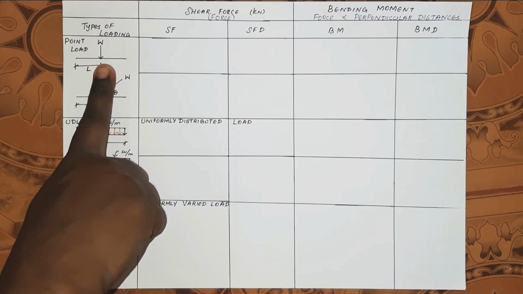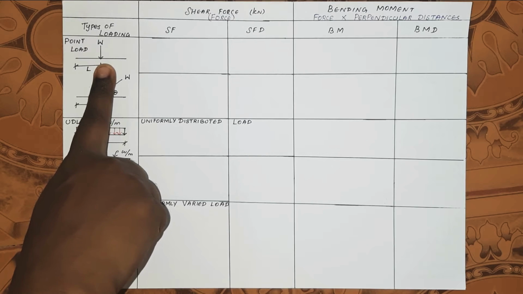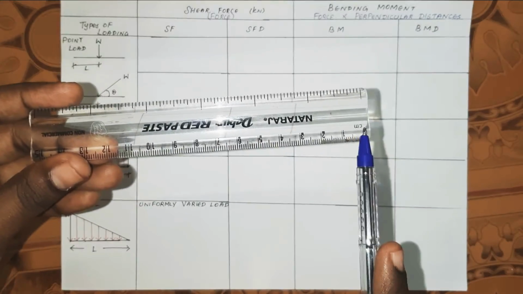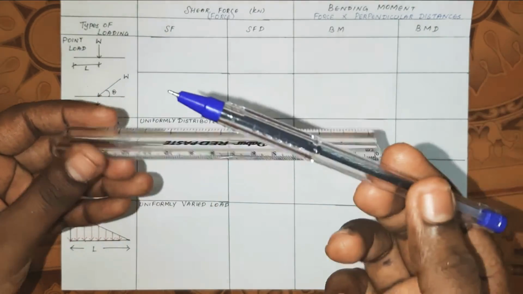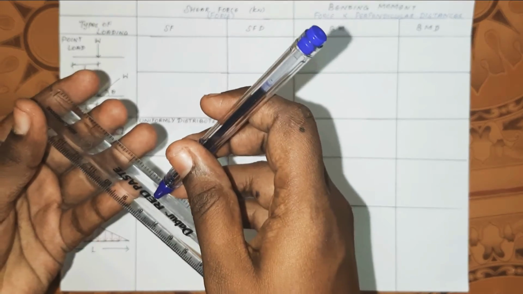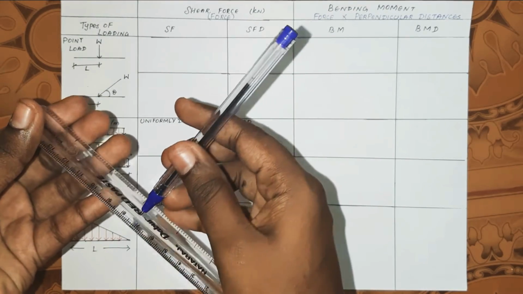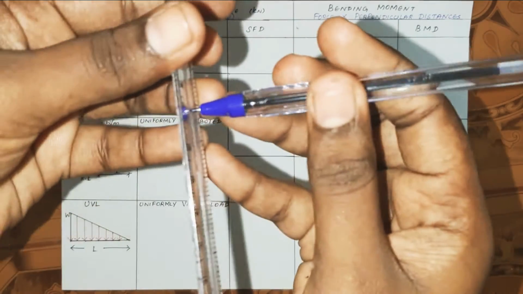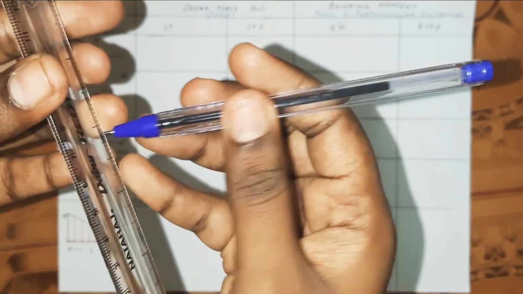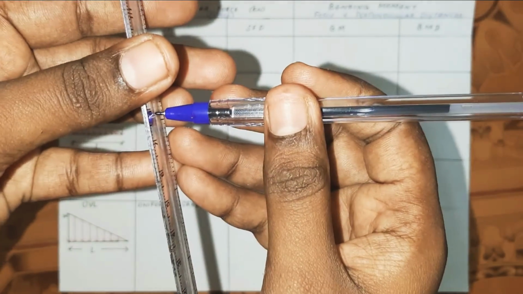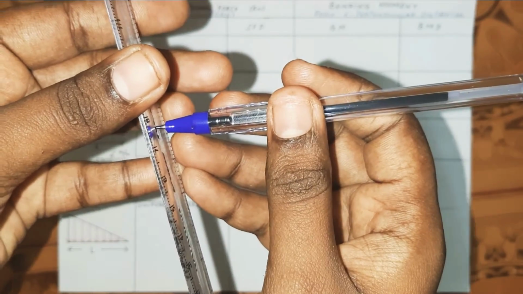A point load is acting at a point. It has a very small area, so the length is negligible. For example, consider a beam: when a point load acts on the beam, it acts at some point only. Only the tip is acting on the beam, so the area becomes very small.